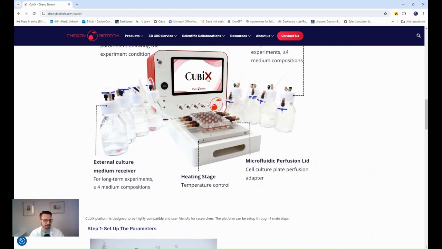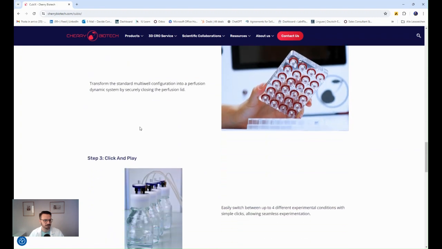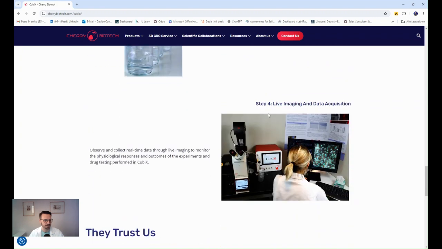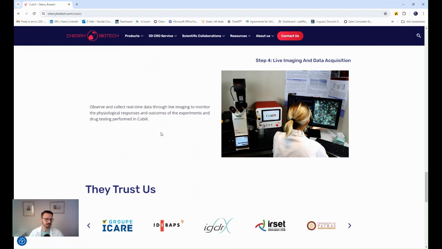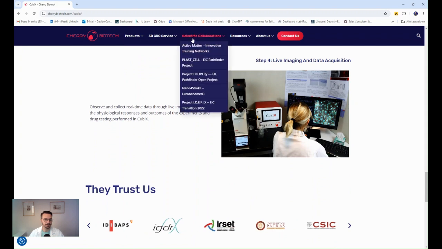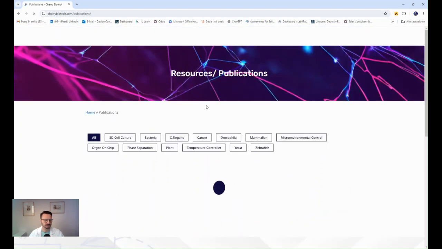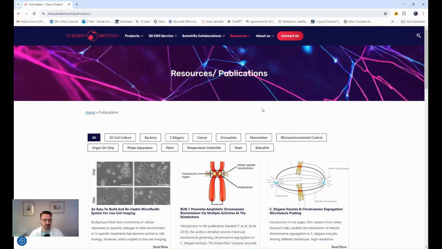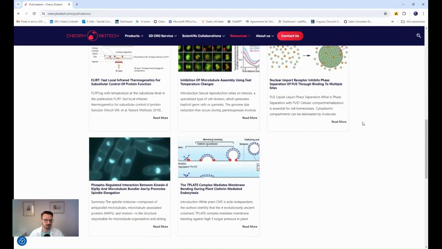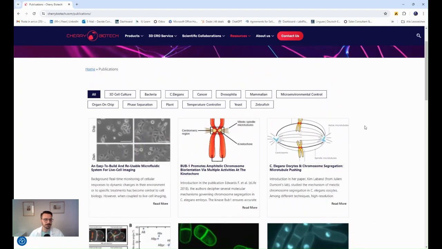So it's a microfluidic perfusion pump. There's a heating stage, and this also allows you to do imaging, or live imaging, on a microscope. So this is a kind of application that is really helpful. They are relatively young on the market, but they also have a lot of data where they work a lot through scientific collaborations with other institutions. So you can see that the body of research is growing.